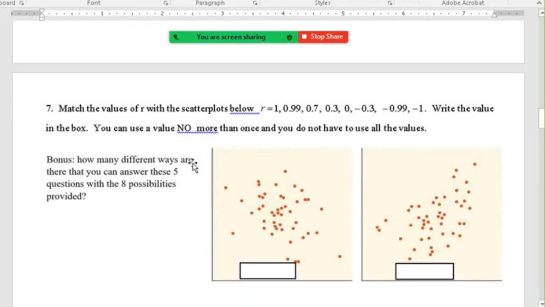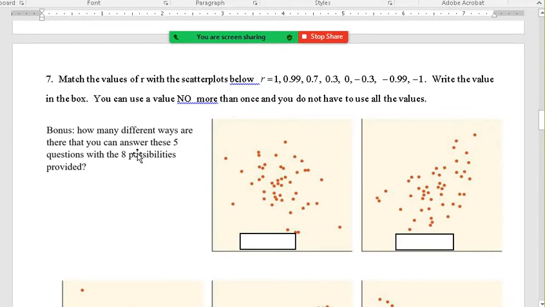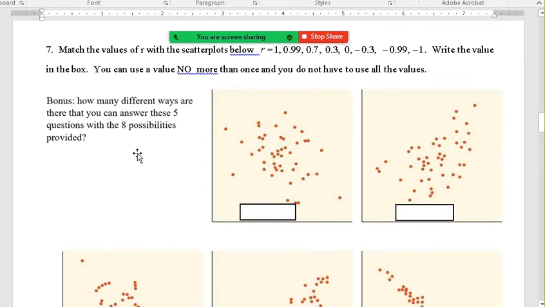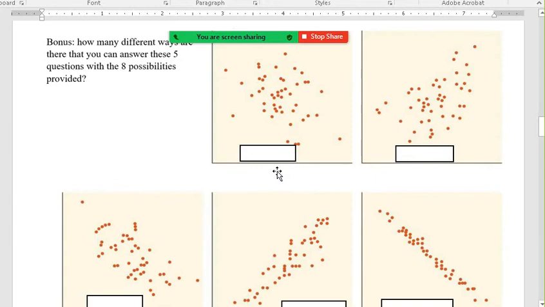Let's take a look at problem number 7. In problem number 7, we'll start with the extra credit part of this. There's 5 answers that you need to put, and you've got 8 possibilities here. So this is a little bit of review for your final exam. I said, how many different ways are there that you can answer these 5 questions with 8 possibilities?